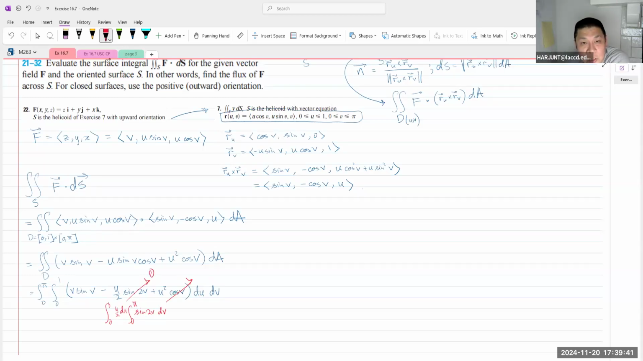Okay, and you will see this one also becomes 0. This one is not though. That will be simply the integral from 0 to pi, integral from 0 to 1 of phi sine phi du d phi. Integrating with respect to u will give us the length, which is 1. So we basically integrate this right now.